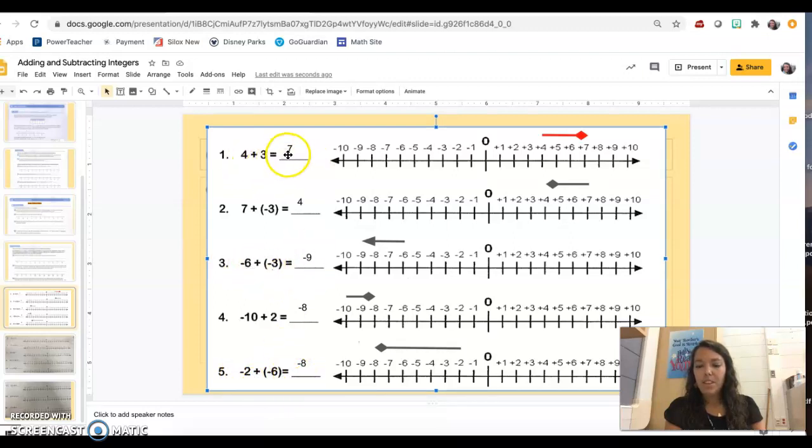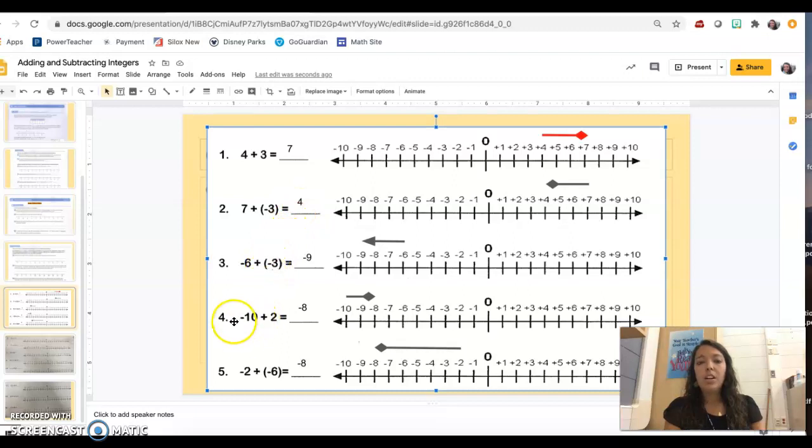Okay? When you have different signs, it depends on if your answer is going to be negative or positive, depending on which one's bigger, which one has the greatest absolute value, which one's the farthest from 0. So on number 2, because they're different signs, we actually subtracted the numbers. But since 7 is farther from 0, that means you keep it positive.